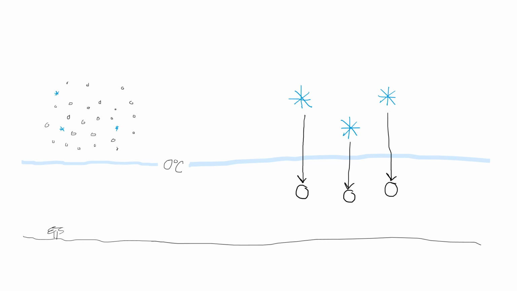Sometimes, however, we get these large ice crystals. Maybe they're so large. Now let's make a giant one over here. This is a giant ice crystal. It actually manages to fall all the way to the ground and hit the ground as an ice crystal. And we call that, of course, hail.